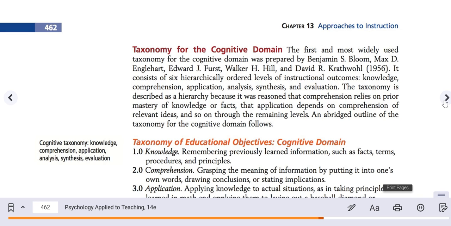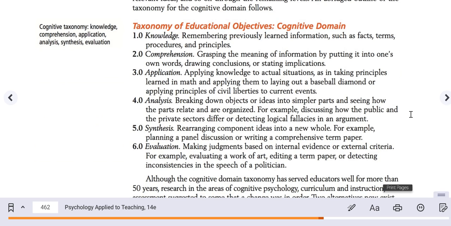The taxonomy is described as a hierarchy because it was reasoned that comprehension relies on prior mastery of knowledge or facts, that application depends on comprehension of relevant ideas, and so on through the remaining levels. An abridged outline of the taxonomy for the cognitive domain follows. Taxonomy of educational objectives, cognitive domain.